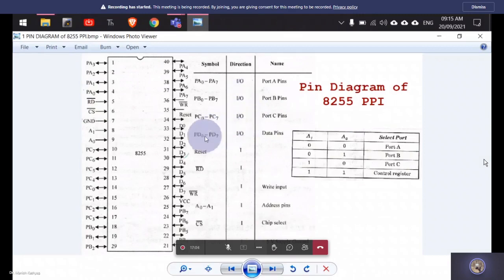Then there is this data bus, PD0 to PD7. Obviously, the data bus can give or take data. So it is an input-output thing. I mean, it's a bidirectional thing, right? The reset, however, is an input. So reset has to be input. Then read bar is input. Write is also input. A0 and A1 are also input. Chip select is also input.